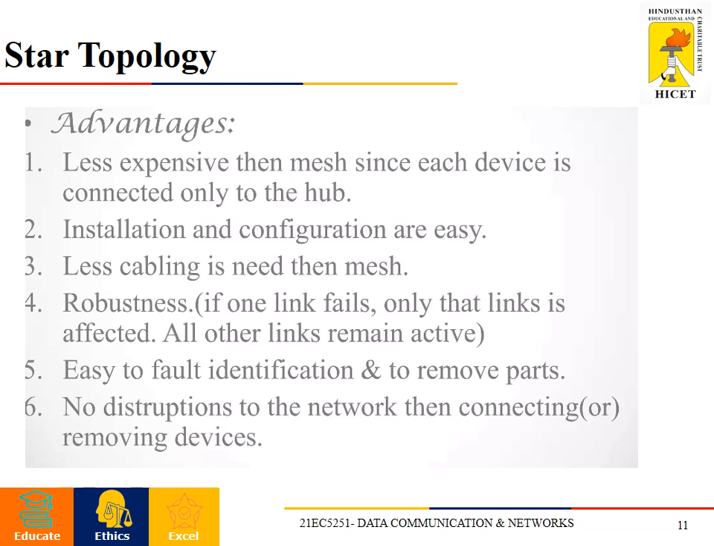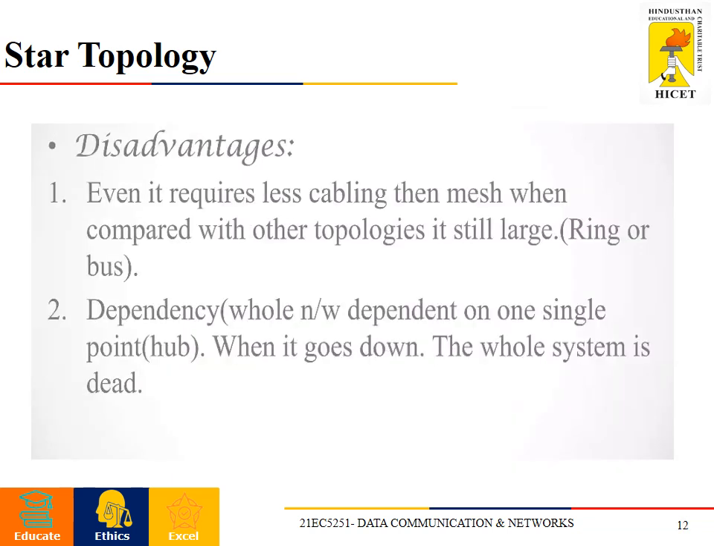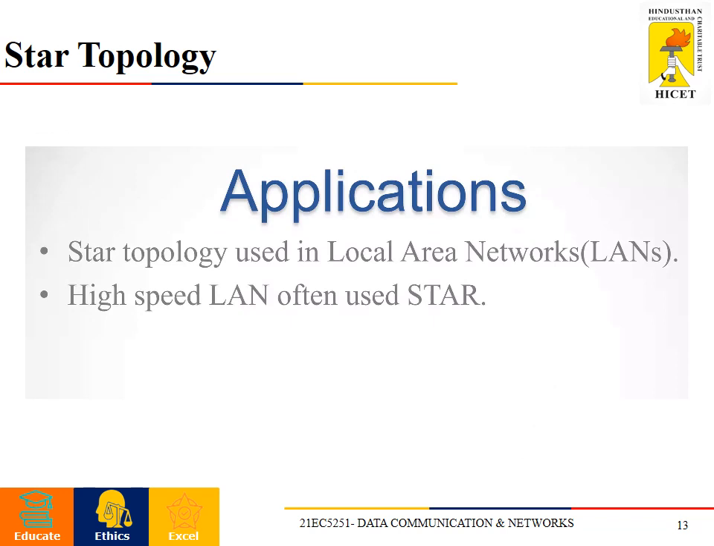If any one link fails, only that link is affected. All other links remain active. And some disadvantages: even though it requires less cabling than mesh, when compared with other topologies, it's still large. And there is dependency. If the hub fails, the entire network fails. And some applications: star topology is used in local area networks and in high-speed LANs.